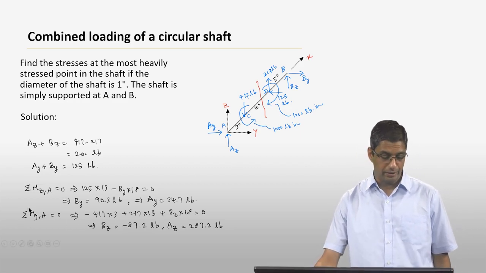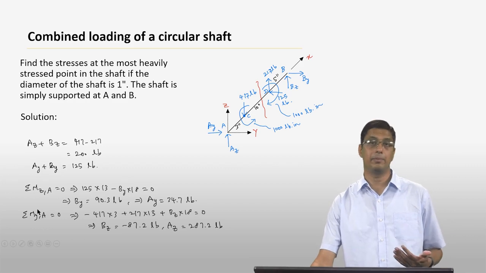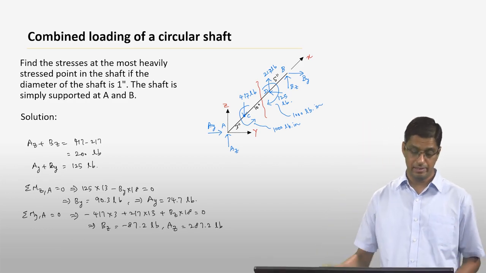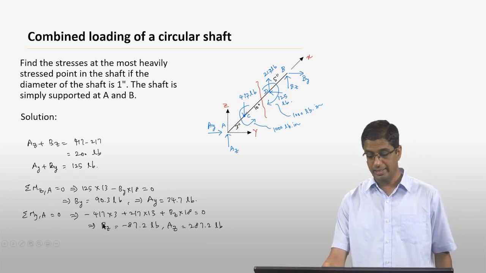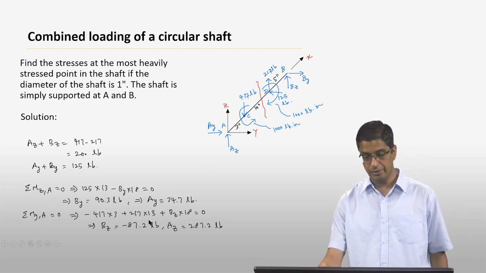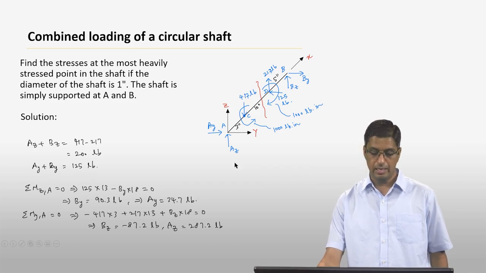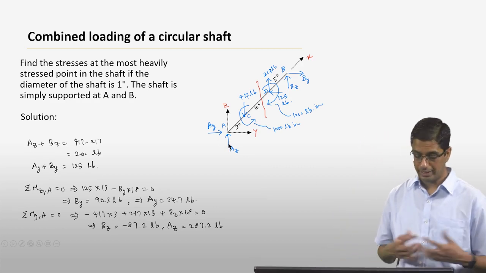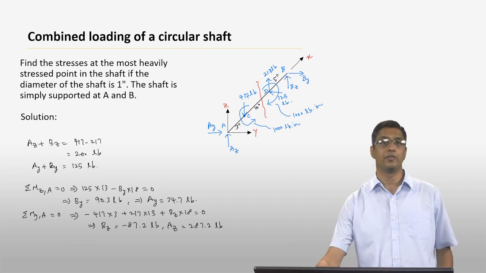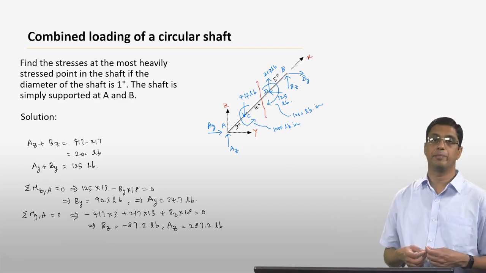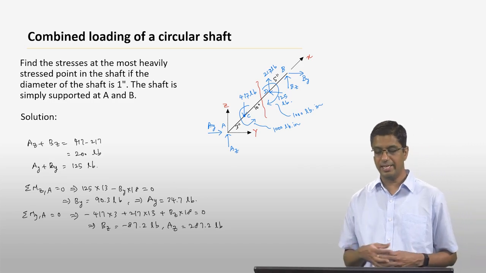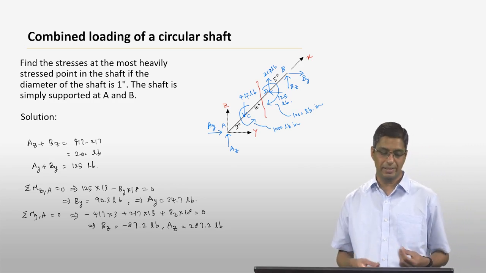Again, you can do the same thing for moment equilibrium about the y-axis, and again I'm doing moment equilibrium about the point A. Here we have contributions from three forces: the 417 pound force here, the 217 pound force here, and Bz. Az of course doesn't contribute, because we are taking the moment about point A. If you do the calculations, you find that Bz is minus 87.2 pounds and Az is 287.2 pounds. So what does it mean?